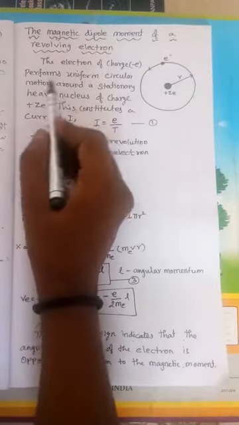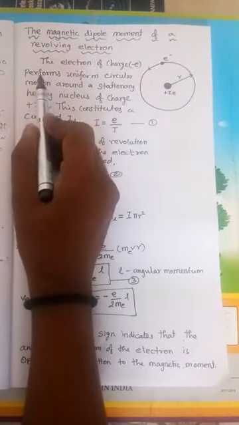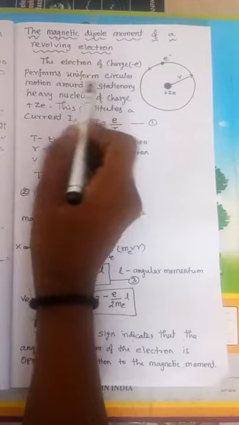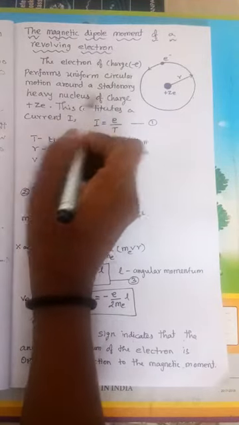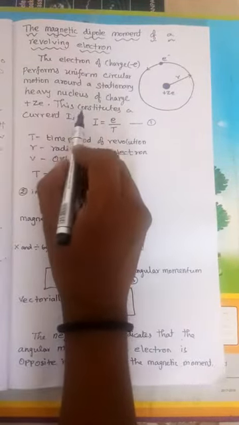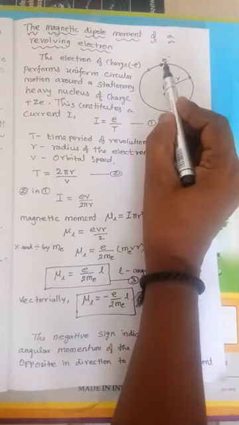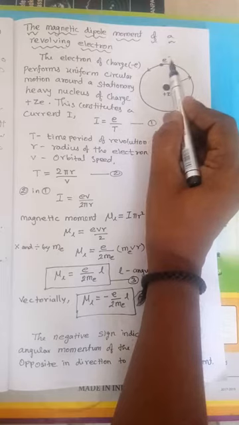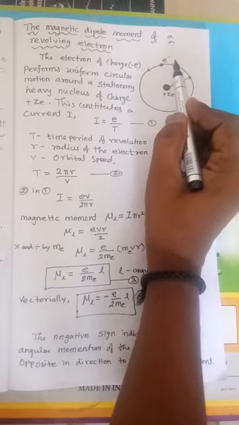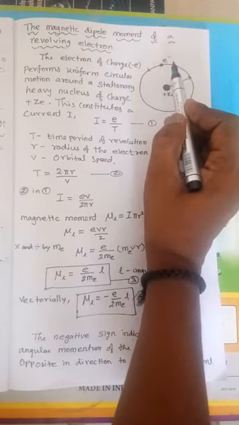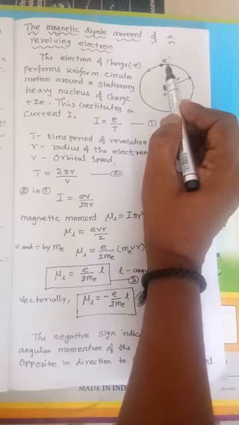So, the electron of charge minus e, a negative charge, performs uniform circular motion around the stationary heavy nucleus of charge positive Ze. That constitutes a current I. See how the current is produced. A charge moving is nothing but current. A charge at rest means electrostatics. When a charge moves, it produces current.